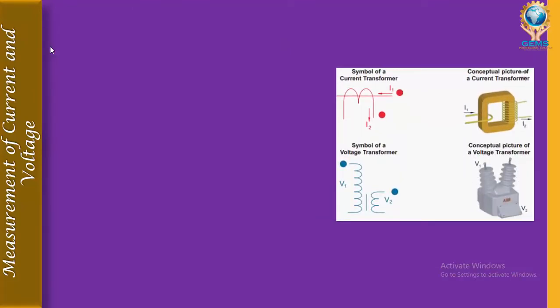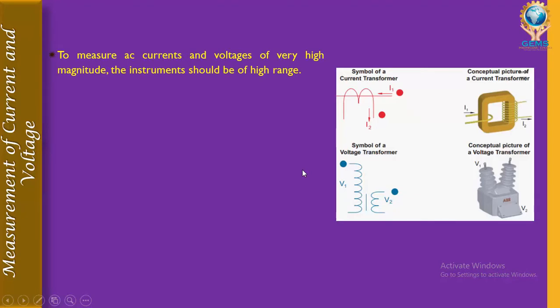So in today's lecture we would see what is an instrument transformer. This is an instrument transformer, and this is a symbol for a current transformer. This is a voltage transformer, and this is a symbol for a voltage transformer. So what is an instrument transformer?